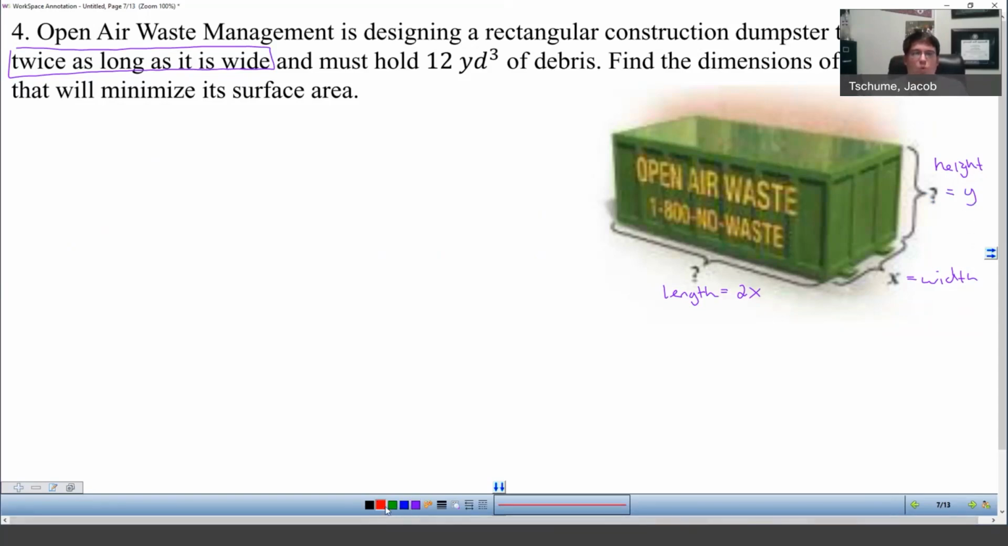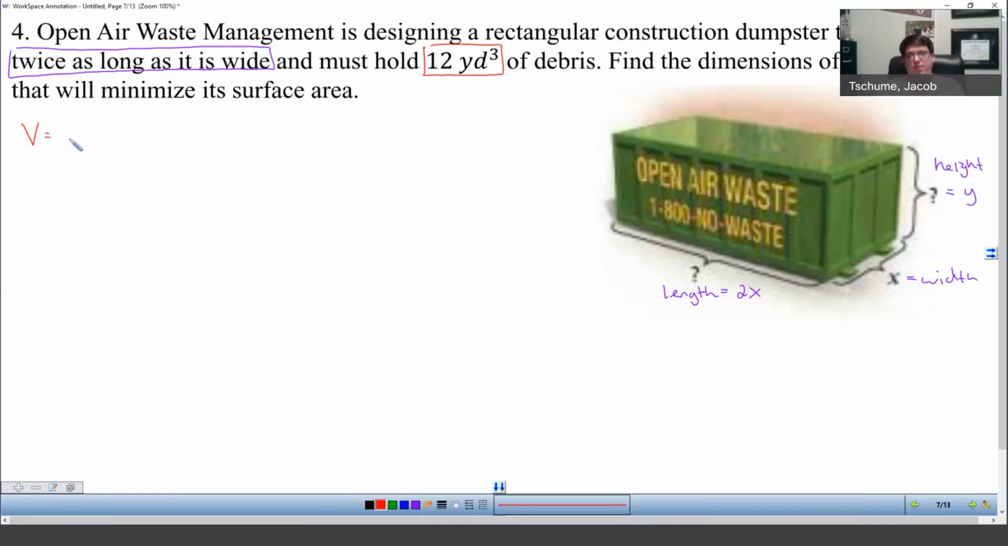All right. One number that's given to us in the problem is that this dumpster must hold 12 cubic yards of debris. If you recall from a previous class, maybe even in high school, cubic means volume. So I need to be able to find the volume of this three-dimensional rectangle.